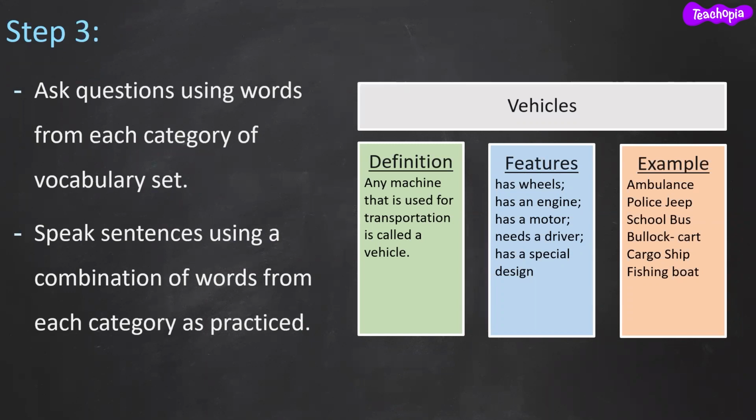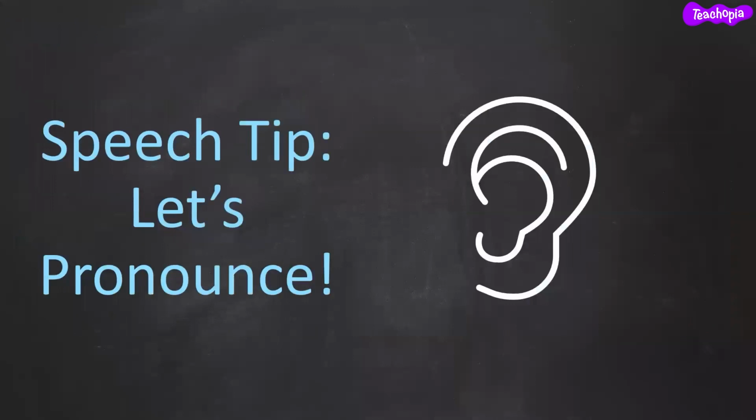So now we have finished understanding how to create a topic, how to find a topic for poems, stories and role play, and how to also create a vocabulary set for the poem, stories or role play. I now hand over the module to Maria ma'am, who will give us a quick speech.